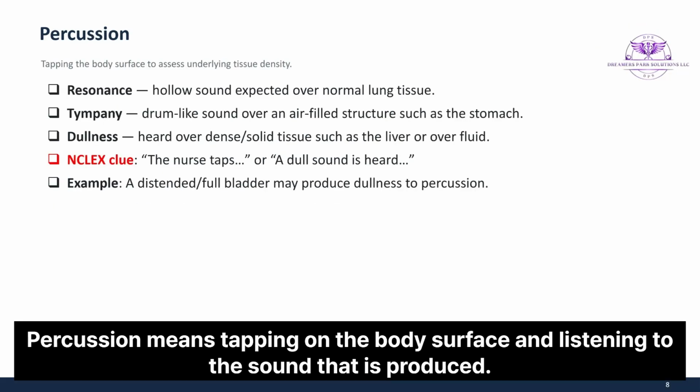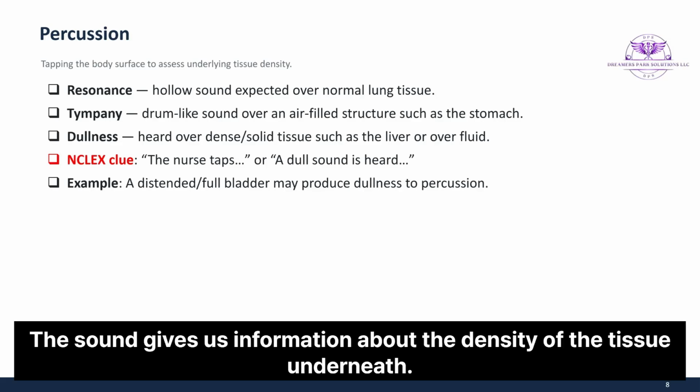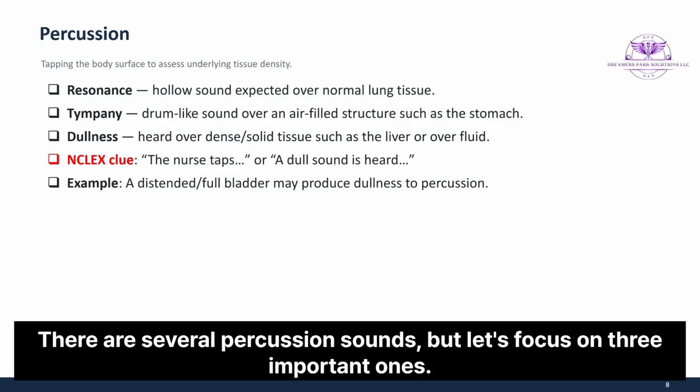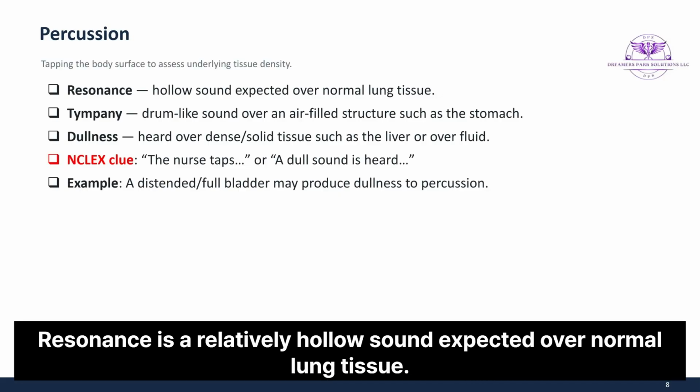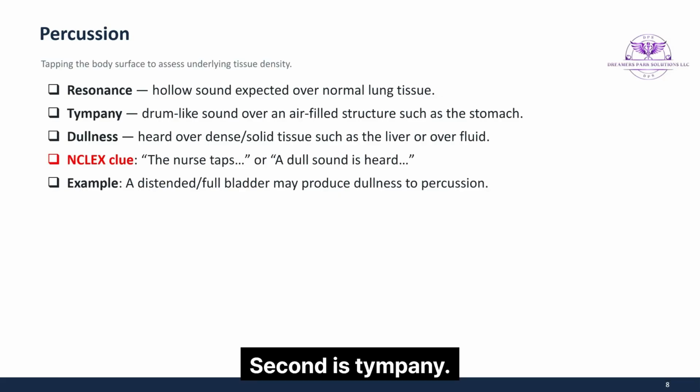Percussion means tapping on the body surface and listening to the sound that is produced. The sound gives us information about the density of the tissue underneath. There are several percussion sounds, but let's focus on 3 important ones. First is resonance. Resonance is a relatively hollow sound expected over normal lung tissue. Second is timpani.